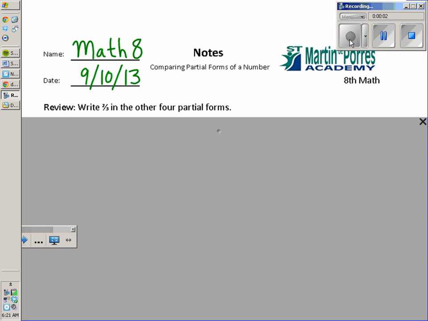Hello, 8th graders. Today's lesson, comparing partial forms of a number. Make sure you put your name at the top, today's date, September 10th, 2013, and then in the lower right-hand corner, page 2 of your notes.